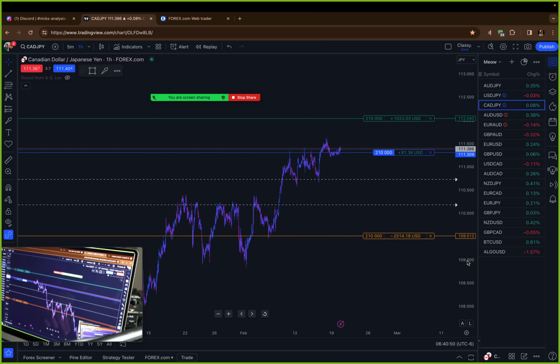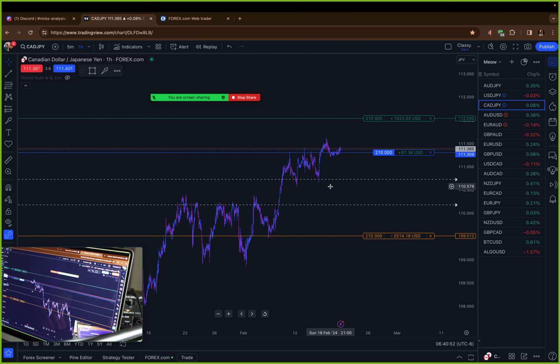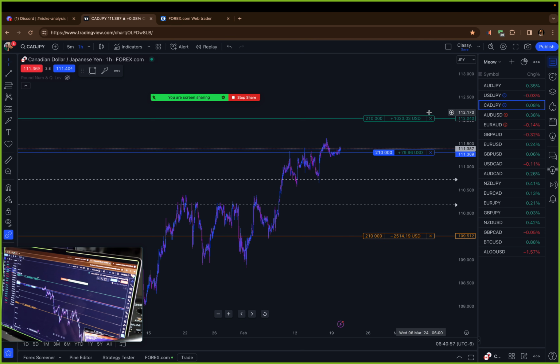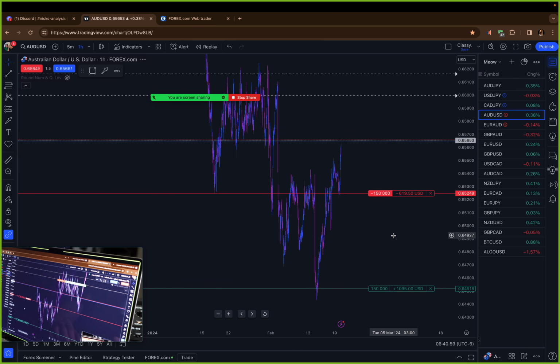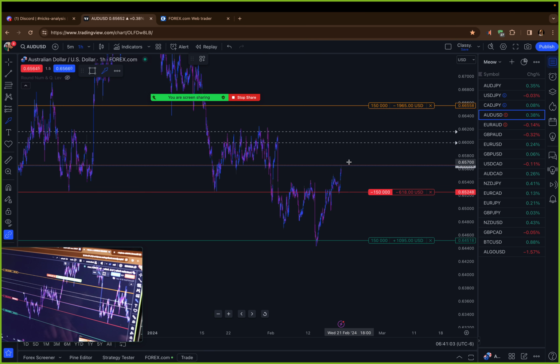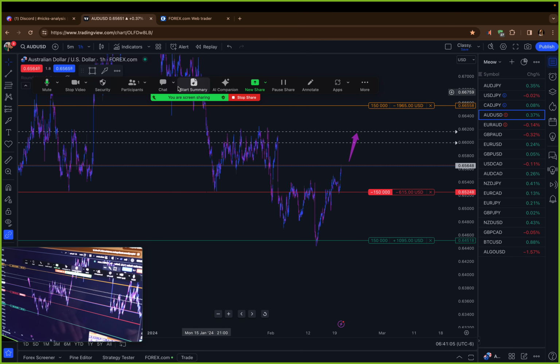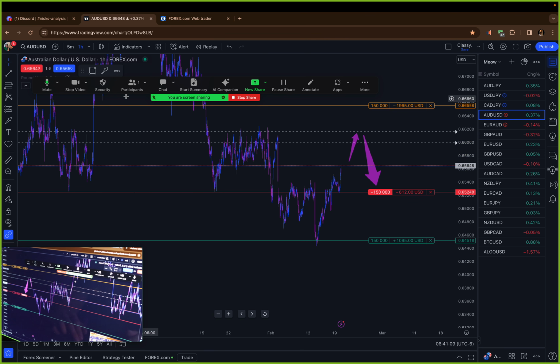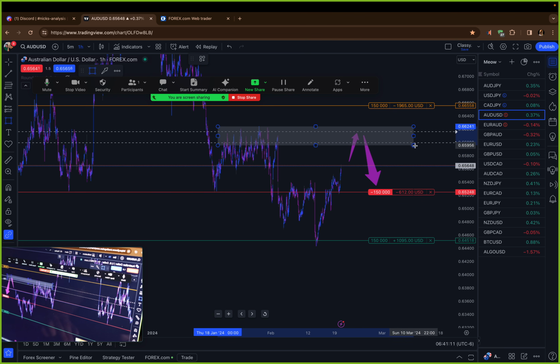CAD-JPY as well, the same idea. We're in uptrends on most of the JPY pairs. It had broken above, came back to retest the support resistance zone. I think it's going to go up. AUD-USD, this is a trade that's not working. However, I have a management plan to recover this. I think price is going to continue to go up. I'll probably be managing this trade here shortly. And then if price bounces at this zone, then I'll still make a net profit.